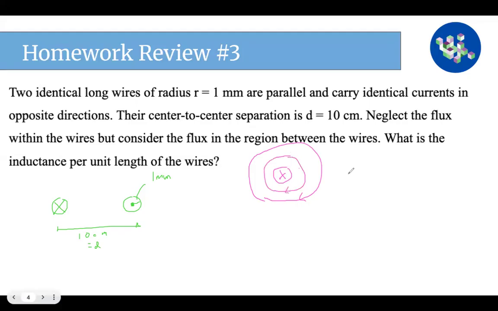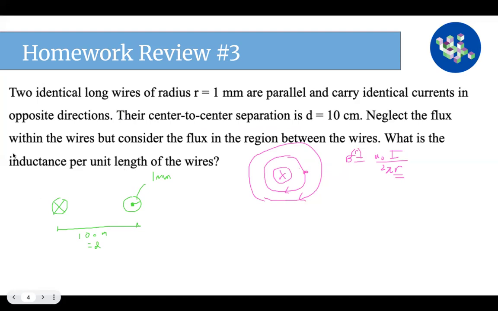And remember, we found that B equals mu zero I divided by 2 pi r. And let's remember that the r I write over here is not the radius of the wire, it's the distance from the location you're looking at the field at to the center of the wire. So I'll say B as a function of r is equal to mu zero I divided by 2 pi r, right?